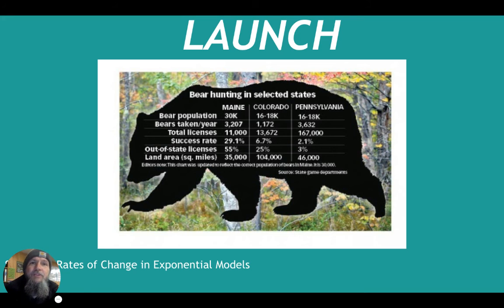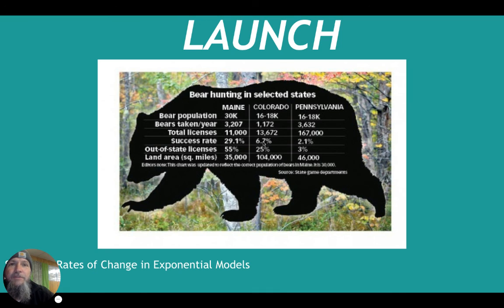In Maine, there's 30,000, so they take about 1/10 of those bears hunting. Even though they have 11,000 licenses they sell every year. So the land area of 35,000 square miles is hard to find a bear. Colorado is even harder because they sell a lot of licenses, but people are not really successful hunting bears there. They only get about 1,100. Pennsylvania, there's a lot more success hunting bears, a lot more licenses sold for bears, and that's part of the reasons they do.